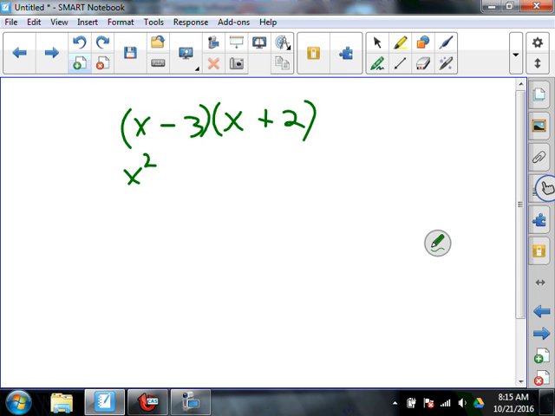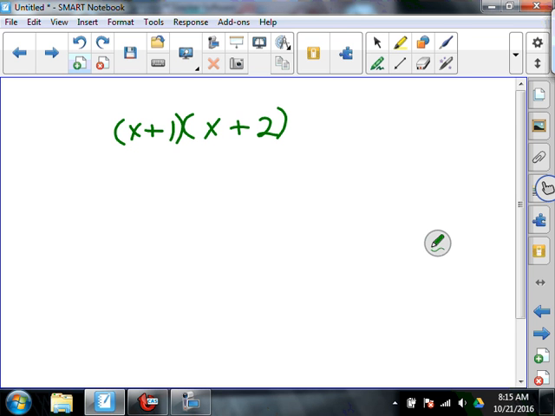X squared, what's the middle term? Minus x in the middle. And then the last term? Minus 6, right? Sometimes we do good old-fashioned drag races. X plus 1, x plus 2. What's that one going to be? X squared plus 3x plus 2, right?